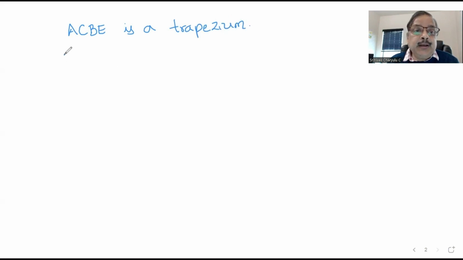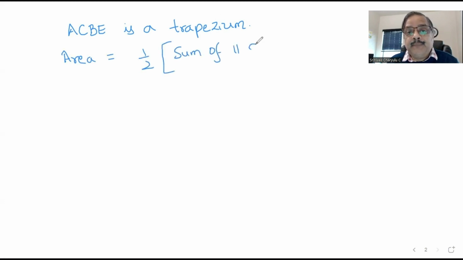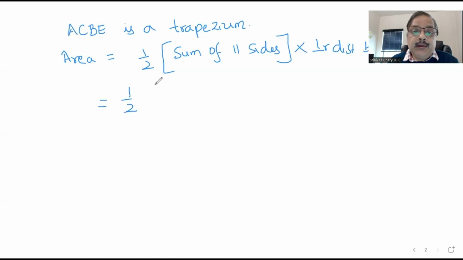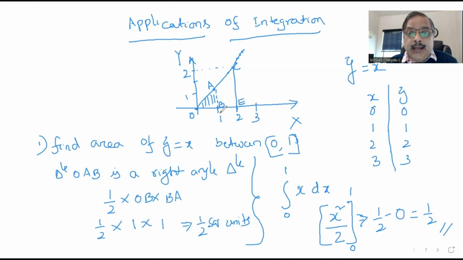What is the area formula? Area is equal to half into sum of parallel sides into perpendicular distance between them. So what is the sum of parallel sides now for me? Half into... just go back to the sketch. This height and this side, these are two parallel sides.